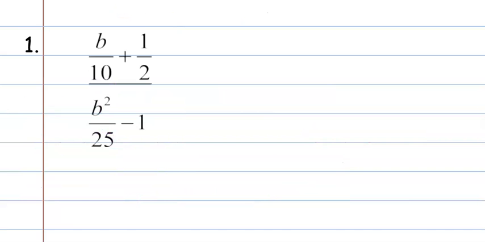All right, let's try this. So in this first example, you can see the denominators are 10, 2, and 25. Technically, there's another one that's 1. We don't need to worry about that. So 10, 2, and 25. What can all three of those numbers go into? What's the smallest one you can think of? And that would be 50.